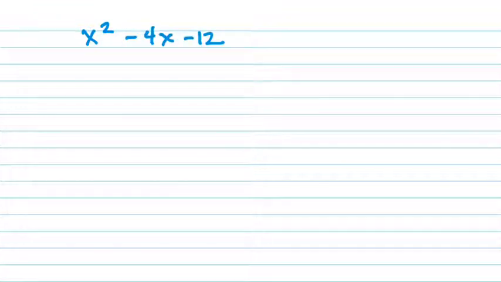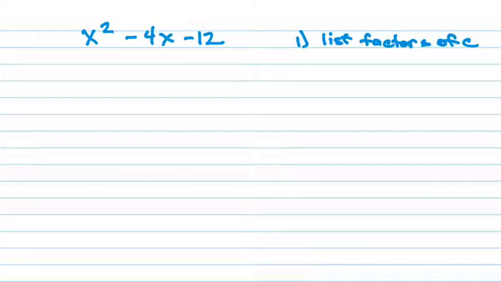So here I have a problem involving factorizing. Remember, the first thing we want to do is list the factors of which thing? Of the C. Good. And C in this case is what number? Minus 12. Okay? Now, we ignore the sign right now, but that sign is important, isn't it? So what are the factors of 12? 1 and 12, 2 and 6, 3 and 4.